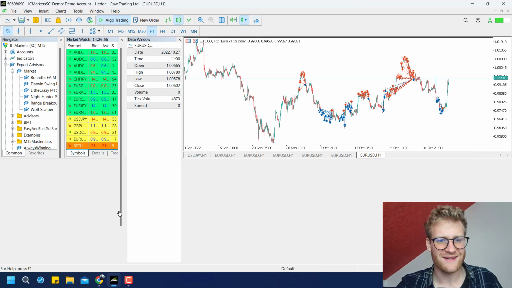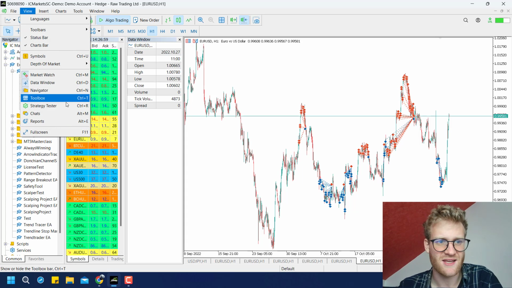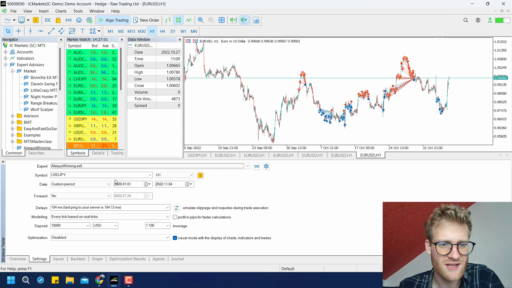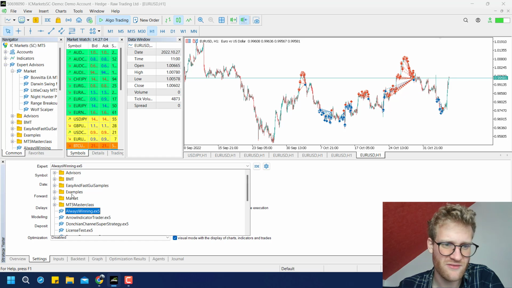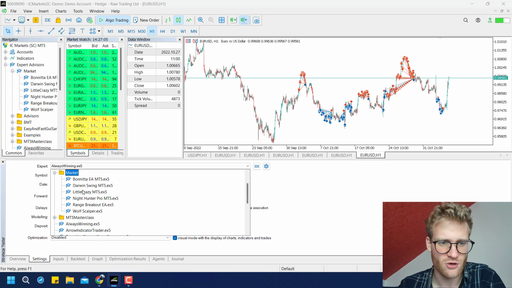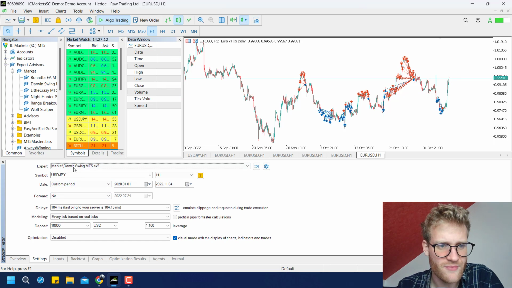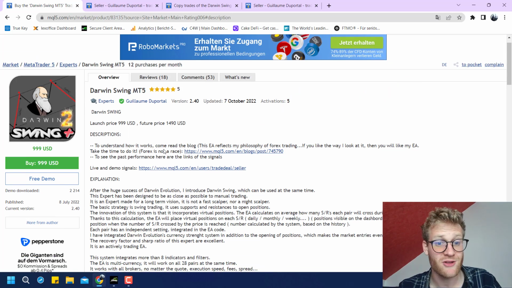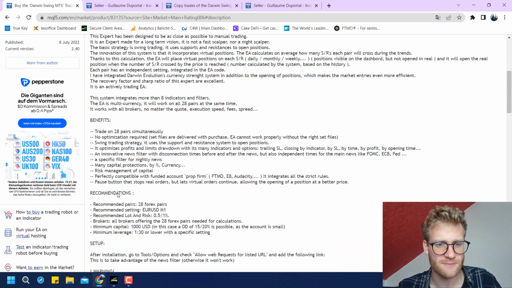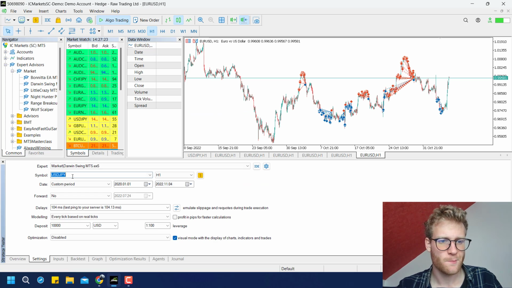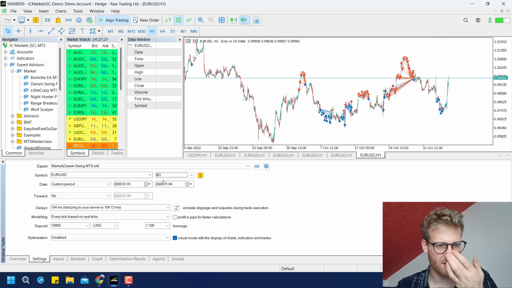So now we open the strategy tester, click on view strategy tester, and then we click on visualize and select the expert advisor that we want to test. So of course we go to market here, and then we search for the Darwin Swing MT5, enter. And I think on his page he recommended to use the Euro US dollar 1 minute chart. So we will do this, of course. So EURUSD and M1 here.